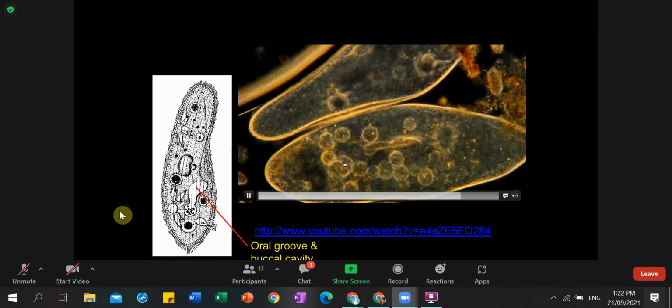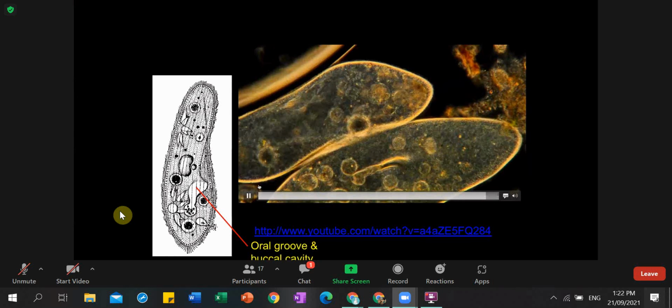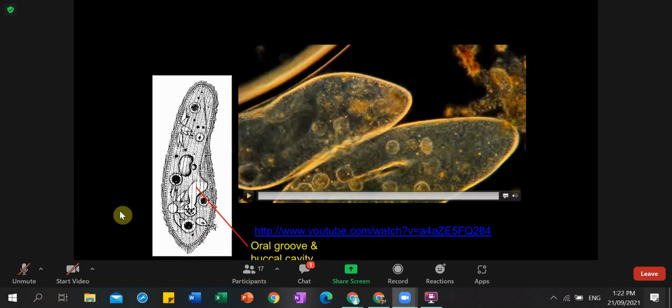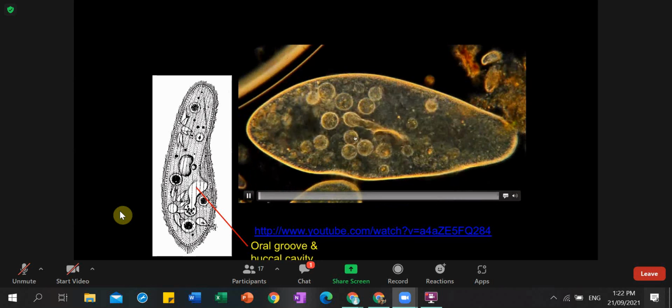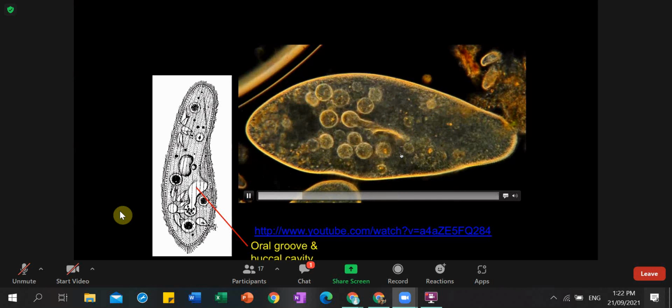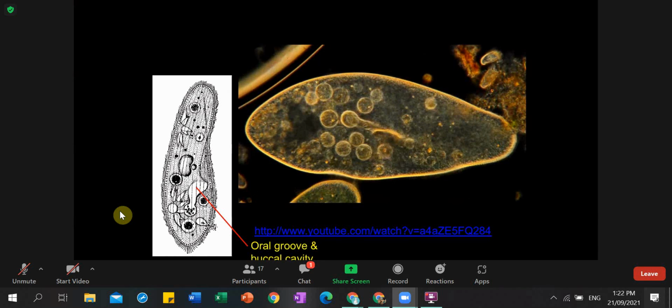So at the base of the buccal cavity, they keep forming something that looks like balls here, right? Okay. So these are actually the food vacuoles. They form at a fixed location at the base of the buccal cavity, and the food is carried in by the movement of cilia. Is it clear?